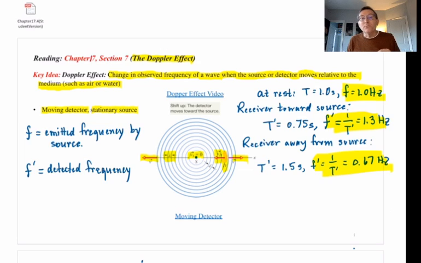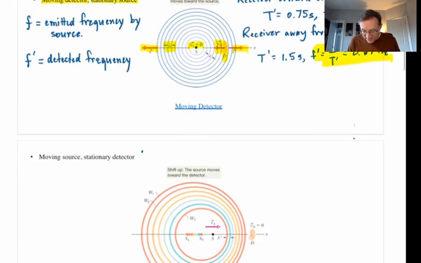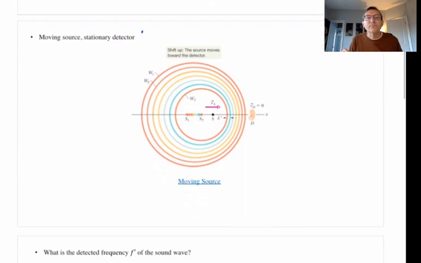Stationary source, moving observer, detector, receiver, whatever word you want to use. But then there's another case. I want to talk about that next. Case 2. That's the case where the source is moving and the detector is stationary. And that turns out to be a physically different situation than case 1. All right, so now first we start with a static image, and then we'll show an animation.